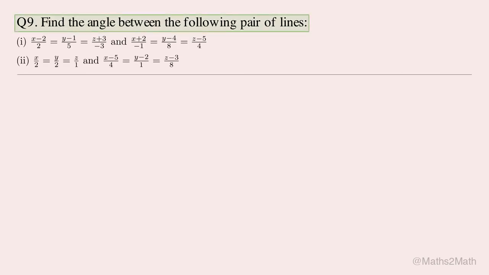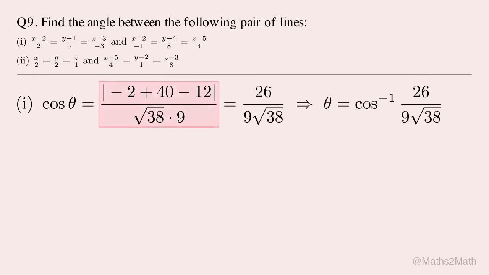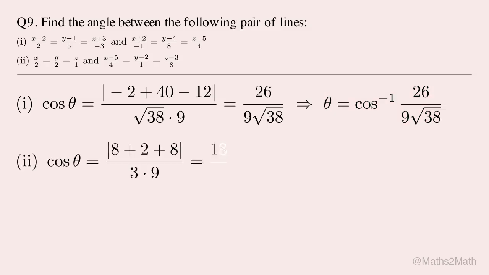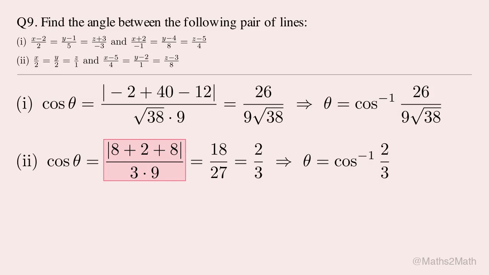Question 9. Cartesian pairs now. Part 1, ratios 2, 5, minus 3 against minus 1, 8, 4. Part 2, ratios 2, 2, 1 against 4, 1, 8. Part 1, the dot is minus 2 plus 40 minus 12, 26. Magnitudes root 38 and 9. Part 2, the dot is 8 plus 2 plus 8, 18. Magnitudes 3 and 9, so cosine theta is 2/3.